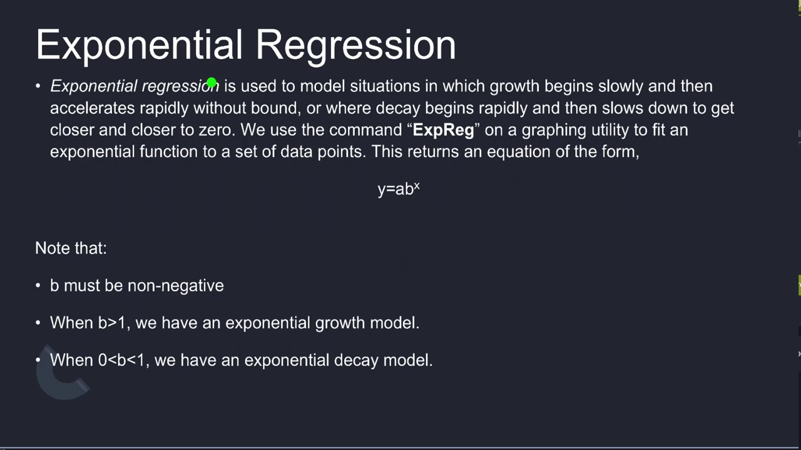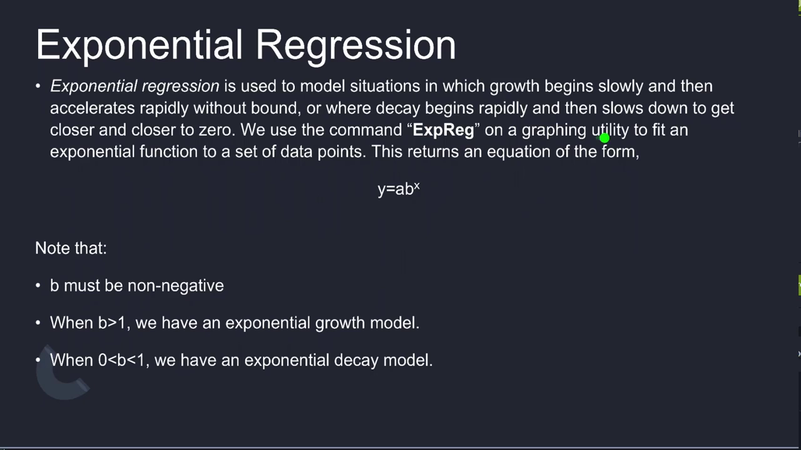So exponential regression is used to model situations in which growth begins slowly and then accelerates rapidly without bound, or where decay begins rapidly and then slows down to get closer and closer to zero. In the TI-83/84 calculator, you use this command, expreg, to fit an exponential function to a set of data points. I'll show you where to find that in a moment. If you'll remember, when we talked about linear regression, we did the linreg function. For this, we'll use the expreg function.